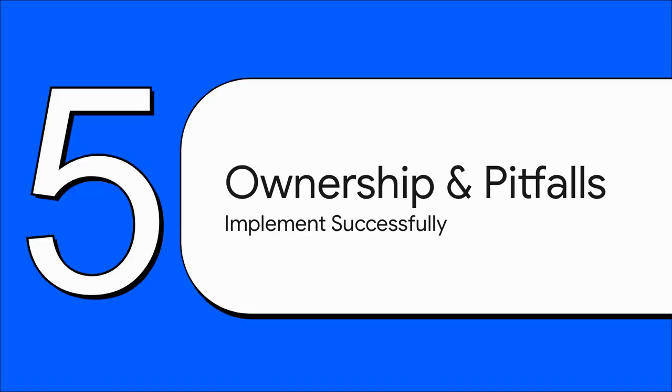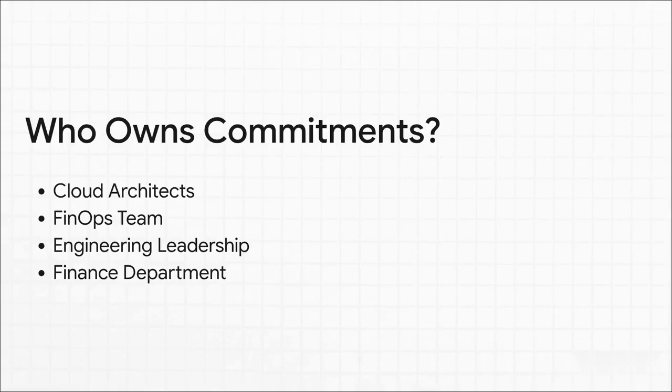So this is obviously powerful stuff, but to actually make it work, it takes a little more than just a few clicks. You need a process, you need clear ownership, and you need to know what traps to avoid. So whose job is this? The real answer is it's everybody's job. This has to be a team sport. The architects are the ones who can identify the stable workloads. The FinOps team, if you have one, can crunch the numbers. Engineering leadership needs to make sure it aligns with where the product is going, and of course, the finance department has to sign off on it. If these groups aren't talking, it's not going to work.